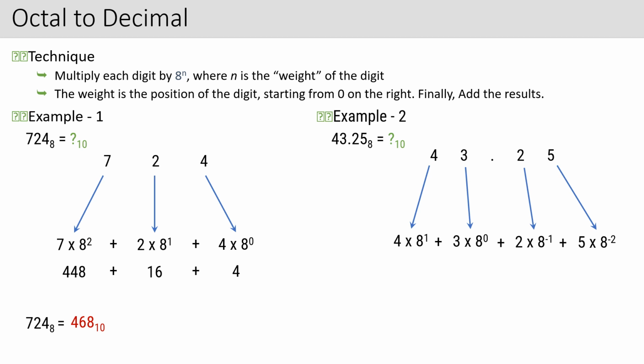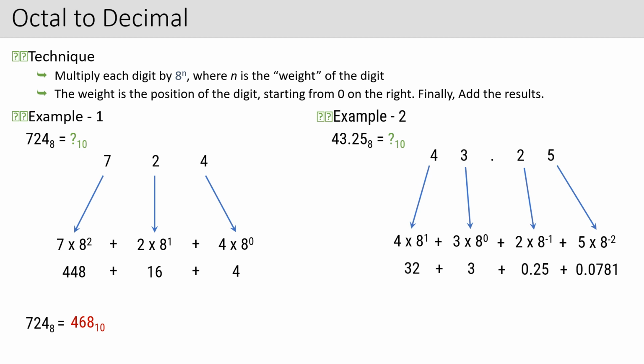Now here one thing you should keep in mind is that for the digits after the point, the powers start from minus 1, minus 2, minus 3, minus 4 and so on. Here we are writing the higher power first, 1, 0. But after the point you will write minus 1 first, then minus 2, because minus 2 is less than minus 1. Then you'll have to add them up.